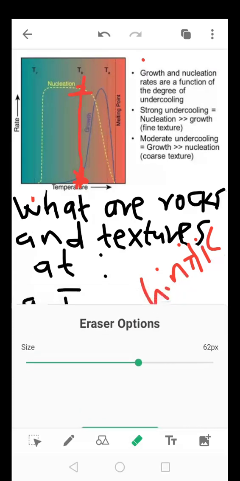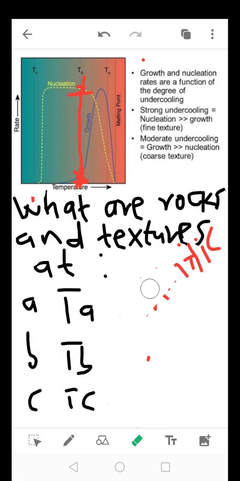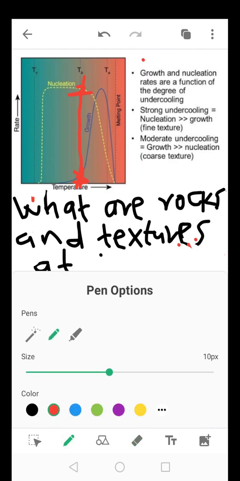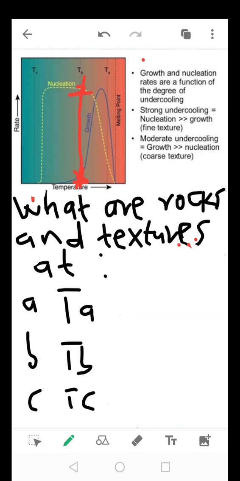And then now let's look at the temperature TA. Draw the line again. Now look at that from the far top. The line TA intersected the growth at the higher rate. But the nucleation here wasn't that high. So the nucleation rate, or the initial process of formation of crystal, was low.